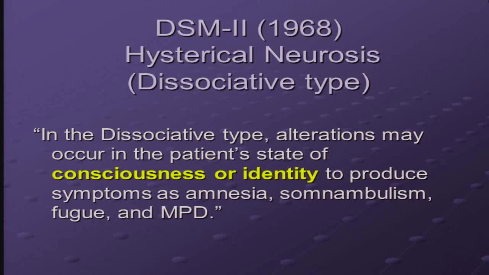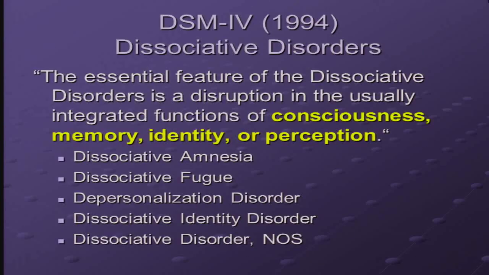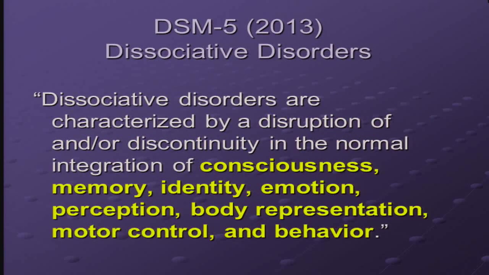In DSM-2, it's an alteration of consciousness and identity. DSM-3, it's identity, memory, and consciousness. DSM-4, it's consciousness, memory, identity, and perception. And in the DSM-5, which came out last spring, it is consciousness, memory, identity, emotion, perception, body representation, motor control, and behavior. One thing should be patently obvious. There is no diagnosis which would not fit into that definition of dissociation. You could put half of the medical diseases in Western civilization under that diagnosis. Nonetheless, that is what we use.